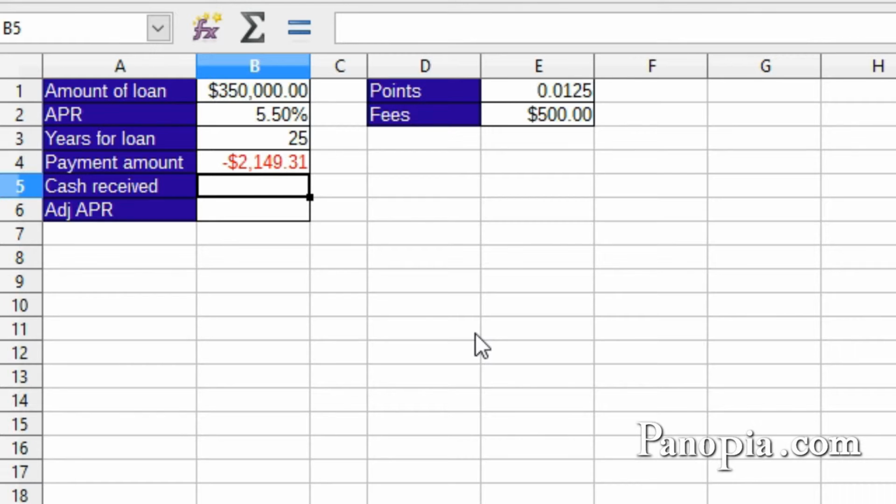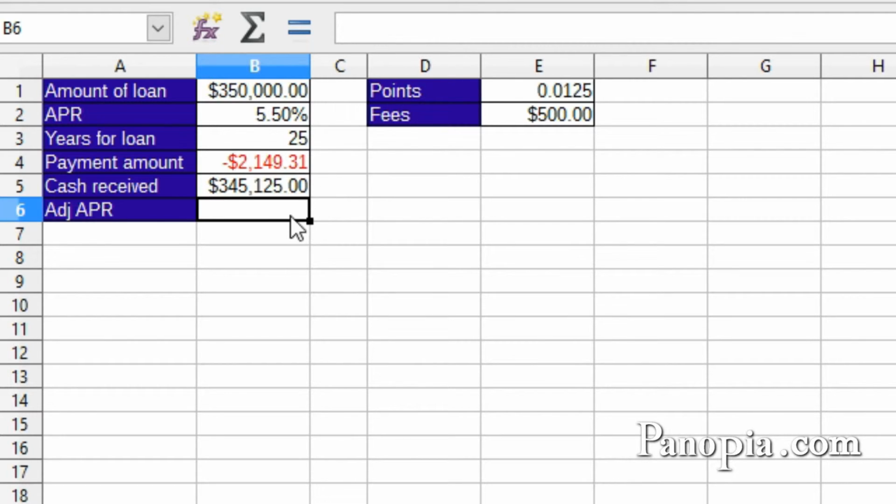So in B5, type equals, click B1, the loan amount, then an asterisk for multiplication. The points need to be subtracted from 100% to multiply the total loan minus the points. So in parentheses, 1 minus, then click E1. Then we need to subtract the fees. Minus, click E2. Then press enter. And there's the amount you actually got when you received the loan.